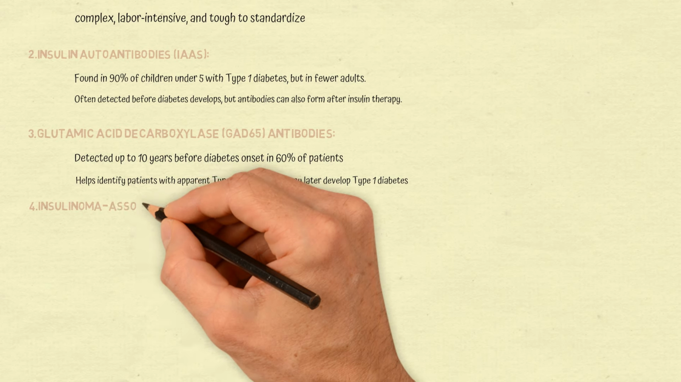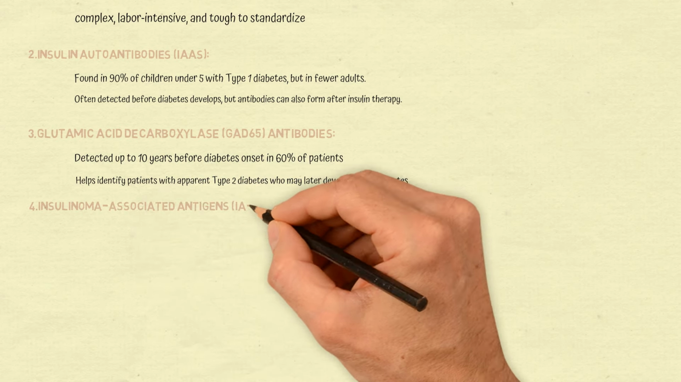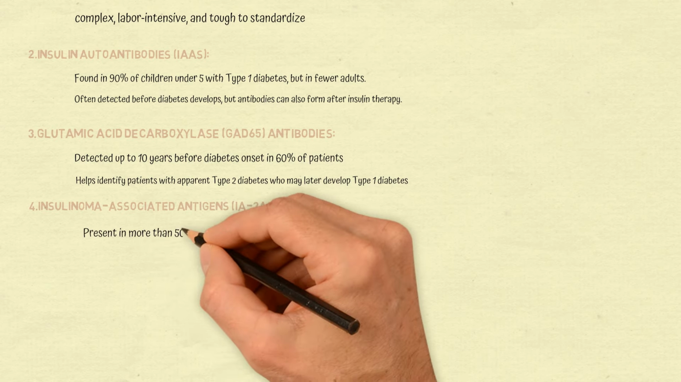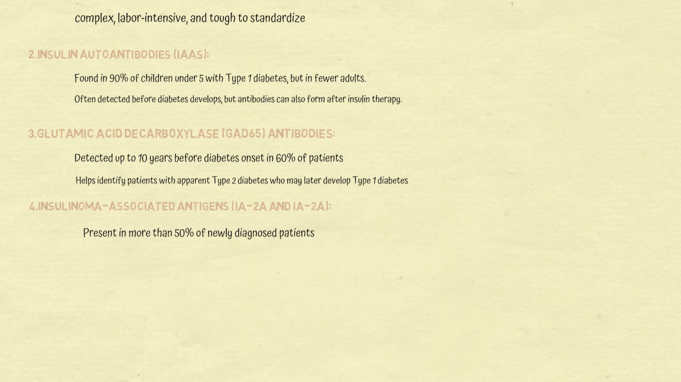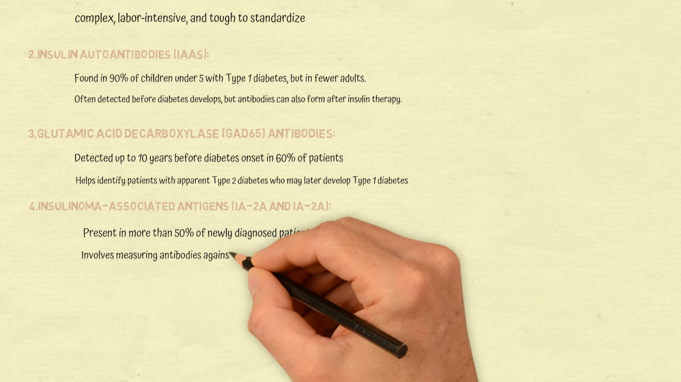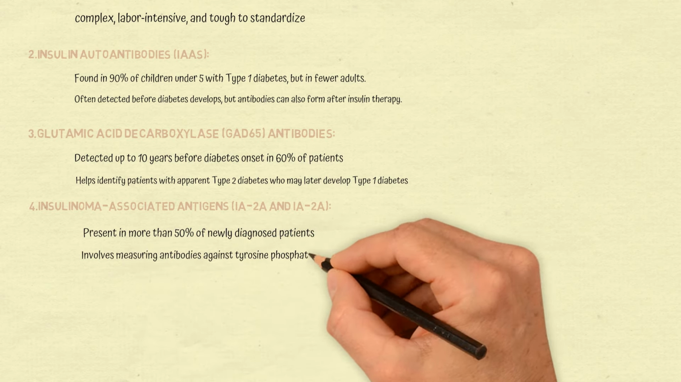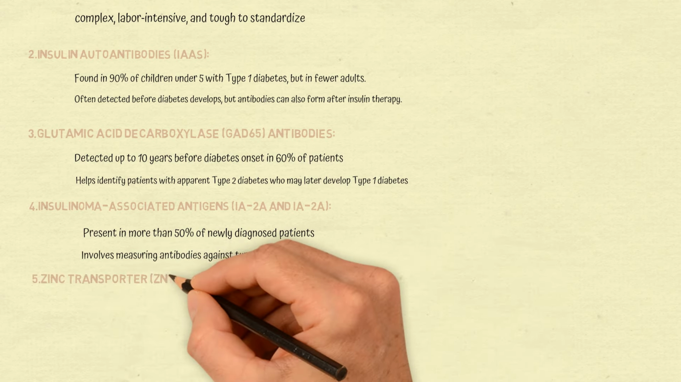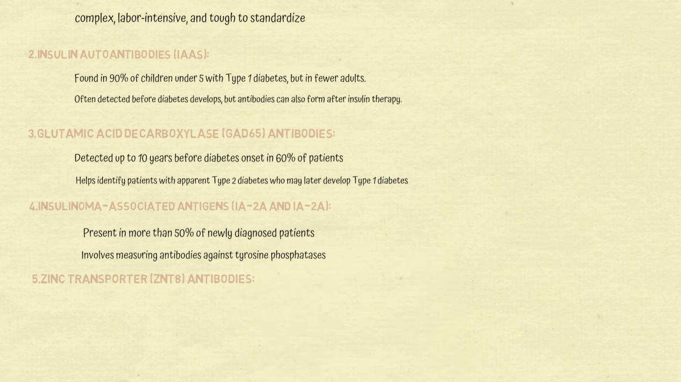4. Insulinoma-associated antigens, IA2A and IA2-beta-A. Present in over 50% of new diagnoses, these antibodies target specific enzymes, called tyrosine phosphatases, which are involved in the immune response. 5. Zinc transporter, ZNT8, antibodies.